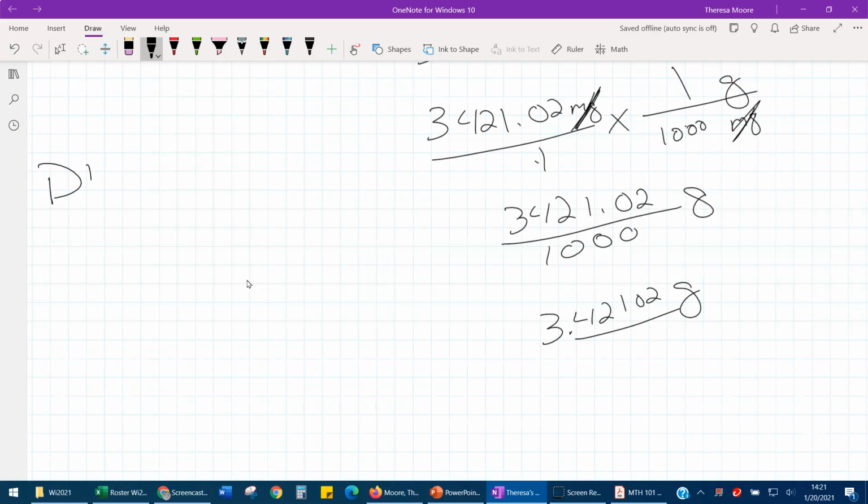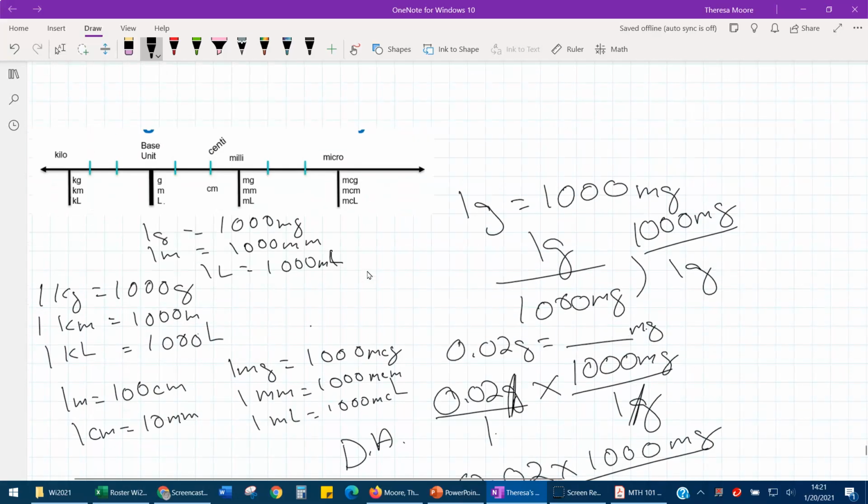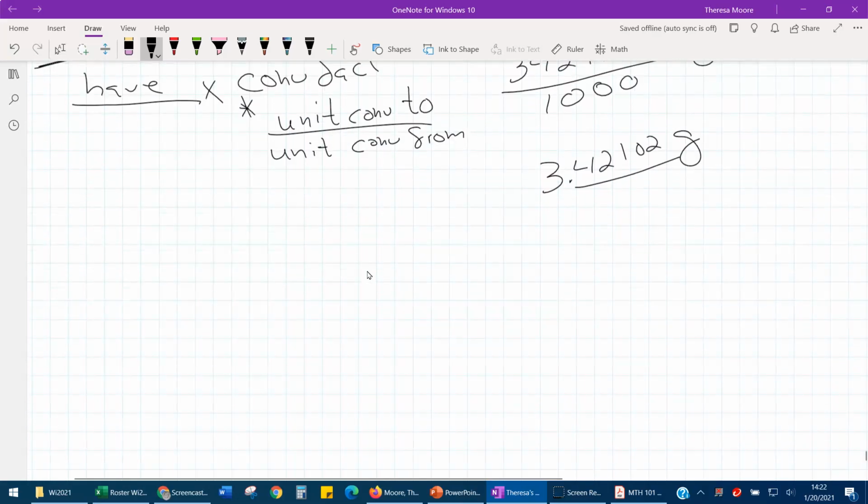So for dimensional analysis, you take whatever you have, multiply it by the conversion factor. You just have to remember the unit you're converting to goes on top, and the unit you're converting from goes on the bottom. So that is the dimensional analysis method. So we had our number line method, we have our dimensional analysis method, and the third method is the proportion method.